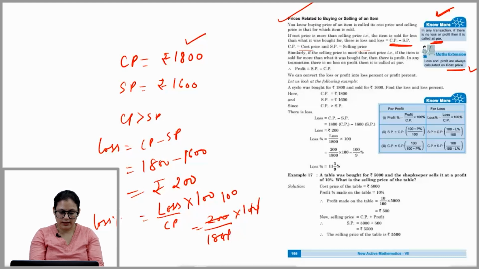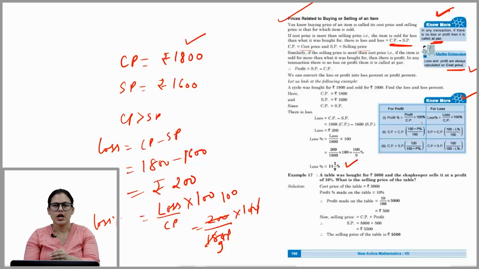2 ones are 2 and then 9. 100 by 9, that is 11 1 by 9%, right? And here are formulas given to you for profit. Profit percent, how we find out profit percent? Profit upon CP into 100, and loss is loss upon CP into 100. Whether there is profit or loss, we always find profit percent and loss percent on CP.